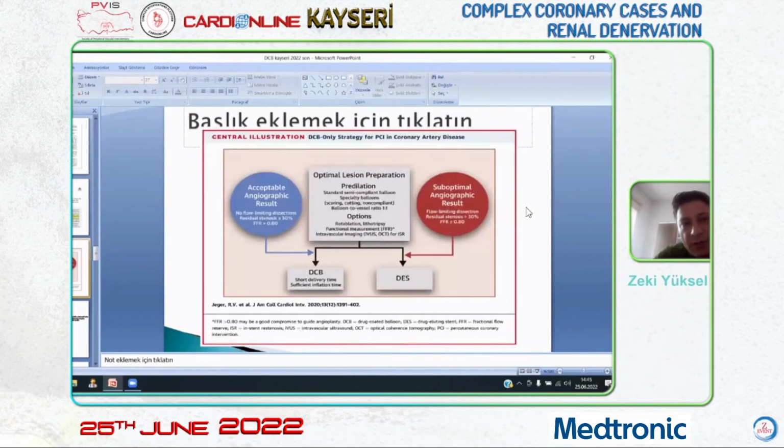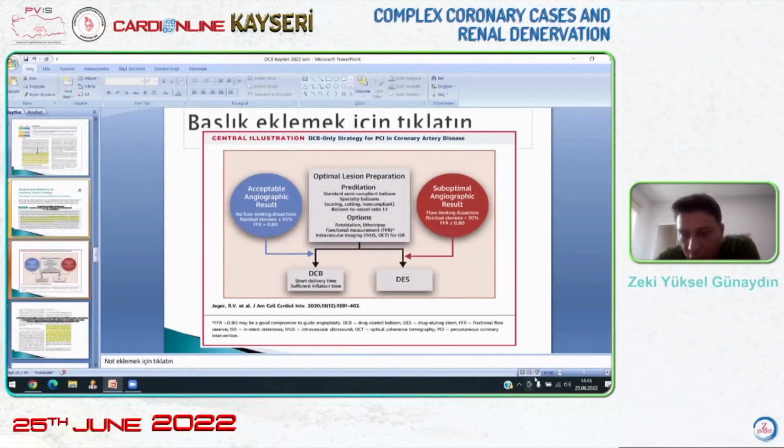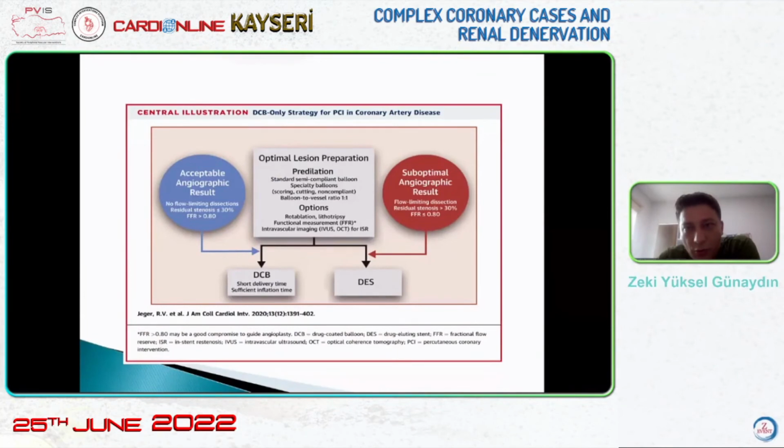Drug-coated balloons were procured by our hospital nearly 4 years ago. Around 20 balloons were procured. Here you can see, I think, that an optimal lesion preparation is required. The lesion must be prepared with a standard semi-compliant balloon, especially with cutting, scoring, or non-compliant balloons, and then the drug-coated balloon must be implanted. You can see the preparations in the left segment. A serious preparation is required.